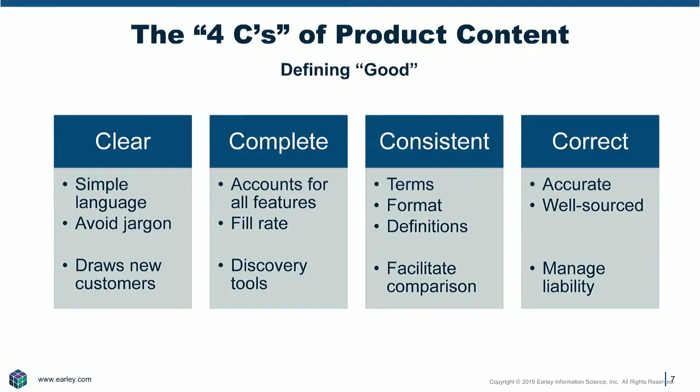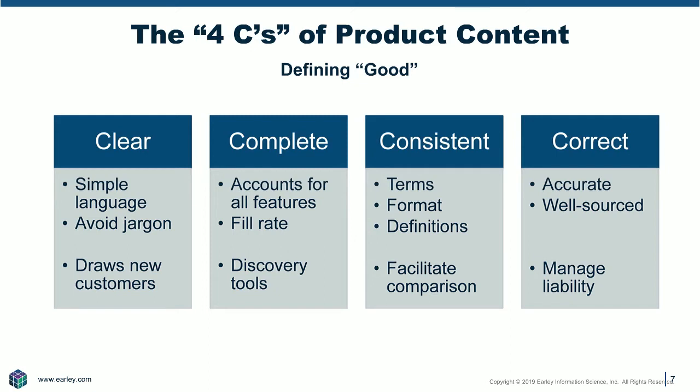Now, when we talk with our clients about how to go through evaluating product content, what is good content, right? That's sort of the million-dollar question. And we look at it through the lens of, well, actually a set of 4 lenses. Content to be good has to be clear, it has to be complete, it has to be consistent, and it has to be correct. These are the 4 C's of product content.